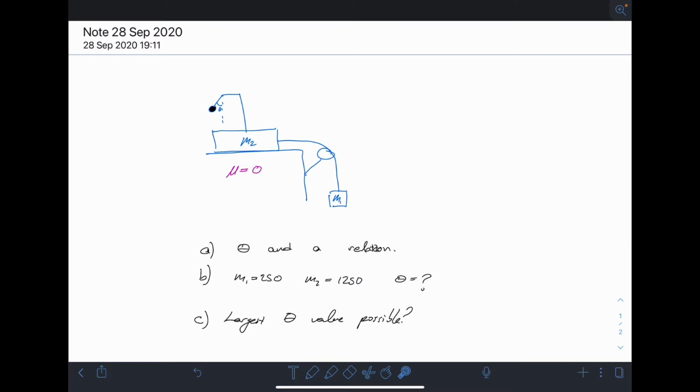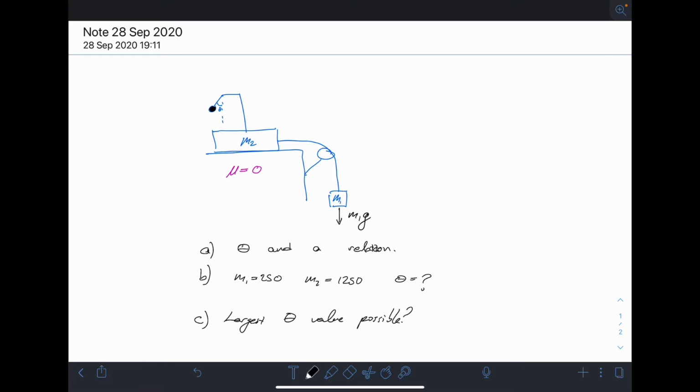The first question asks how theta, the angle between the normal line and the rope that the ball is connected to, and the acceleration of the system are related. To find that out, we first have to write all the forces acting on the system.